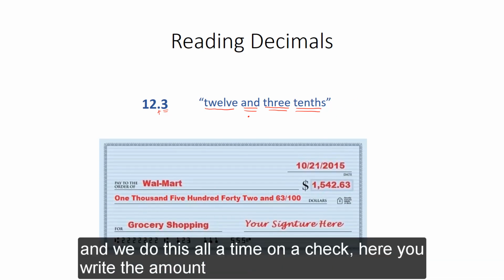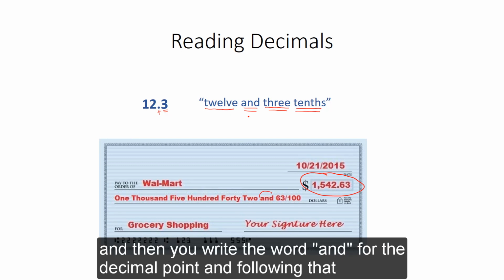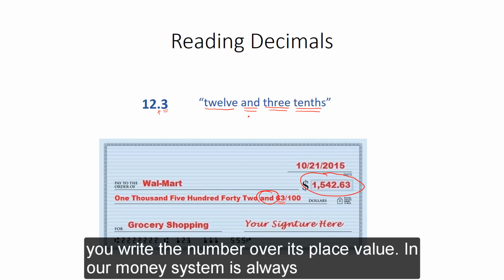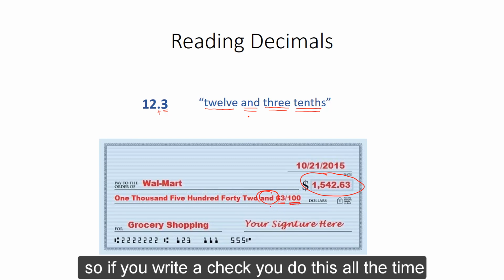And we do this all the time on a check. If you've written a check, you write the amount, and then you have to spell the amount, and so of course 1,542, and then on a check where the decimal point is, you write the word "and" and following that you write the number over its place value. In this case, our money system is always to the penny, which is the hundredths place, so if you write a check, you do this all the time.